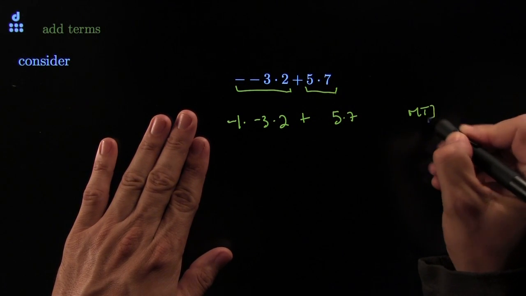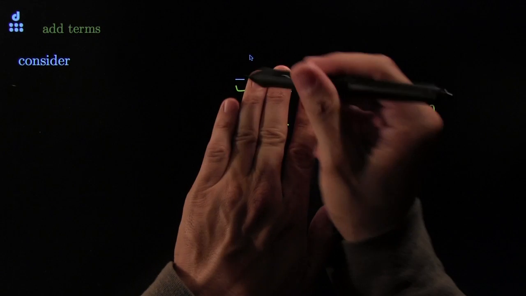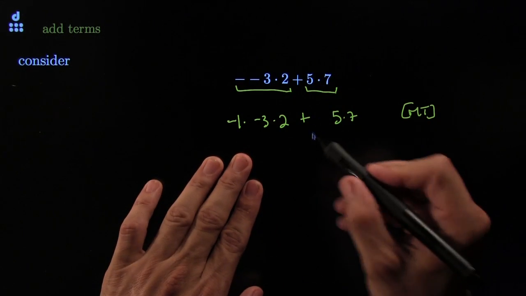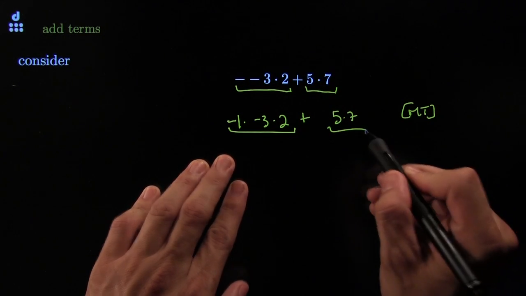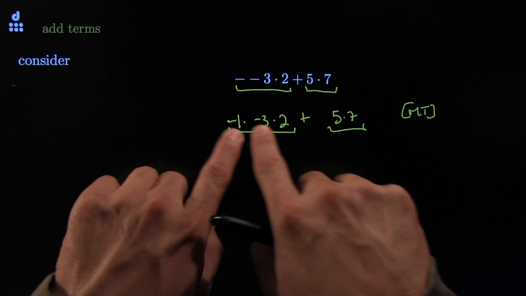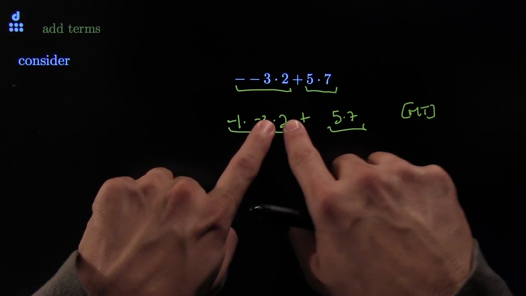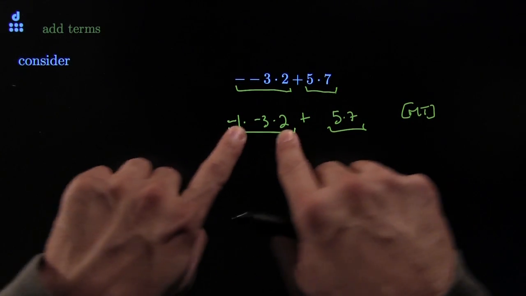That's called the minus theorem. Remember that? Between any number and a minus, I can stick a 1. And now I still have 2 terms here. This is all times, times, times, times: -1 times -3 times 2. This is all one item, one term.